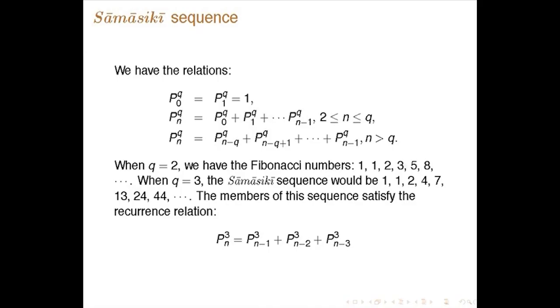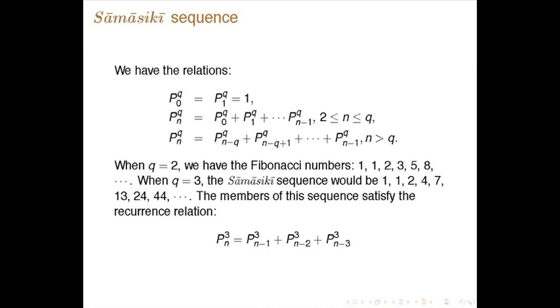So, when q is equal to 2, we have the Fibonacci numbers; the 0 term also I am putting 1: 1, 1, 2, 3, 5, 8, of course next is 13, not 12. And if you take q is equal to 3, the Samasiki sequence will be 1, 1, 2, 4, 7, 13, 24, 44, etcetera. So, here p n 3 is the sum of the previous 3. Okay. So, 4 is 2 plus 1 plus 1, 7 is 4 plus 2 plus 1, 13 is 7 plus 4 plus 2, like that, you see.